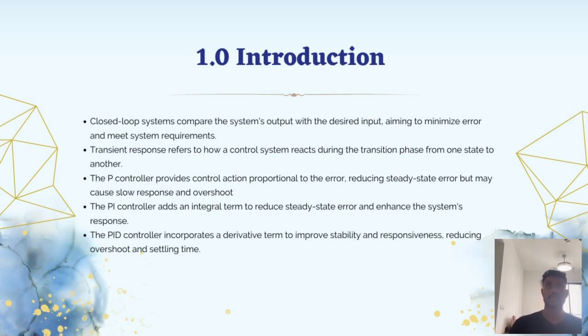The P controller provides a control action proportional to the error, reducing steady state error, but with slow response and overshoot. The PI controller adds an integral term to reduce steady state error and enhance the system's response, which is more advanced than P. Then the PID controller incorporates a derivative term to improve the stability and responsiveness and reduce the overshoot and settling time, which gives a perfect transient response compared to the other controllers.